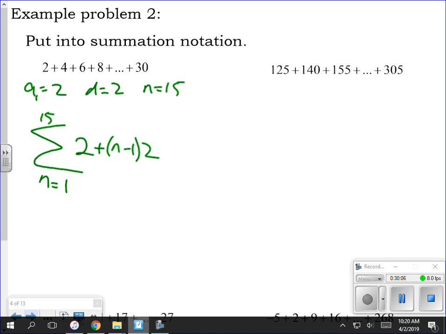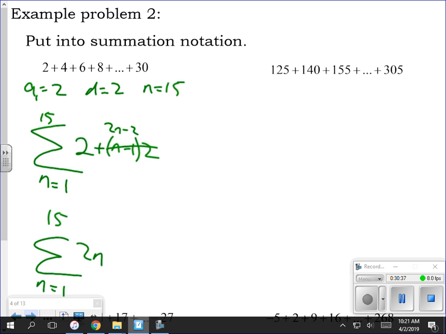This is not completely finished, but I've got everything in there. All I need to do is simplify the formula. Distribute the 2, combine up like terms. Okay? So I need to distribute 2 across here. I get 2n minus 2, right? Combine up like terms. So this one actually ends up being the sum from n equals 1 to 15 of 2n.